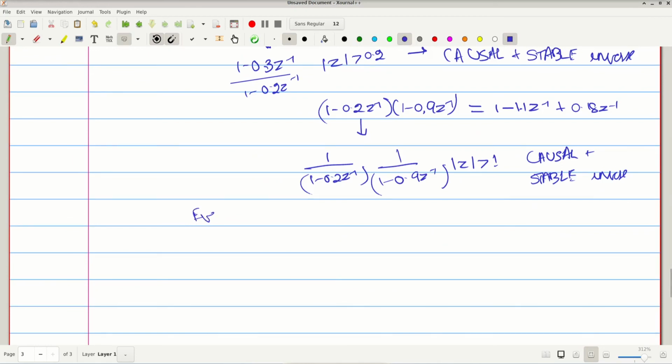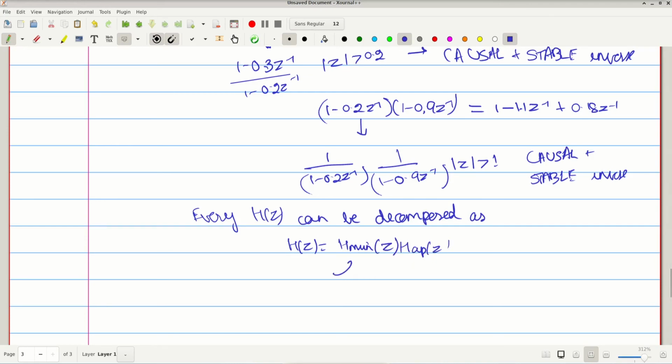Every H(z) can be decomposed as H(z) is equal to H_min multiplied by H_ap(z), where this is minimum phase and this is all pass.